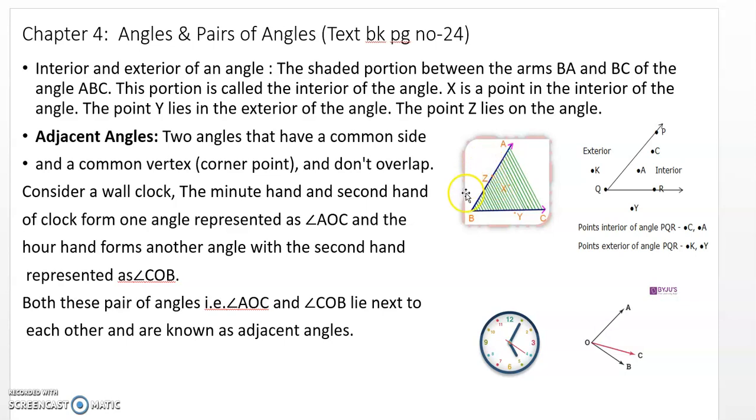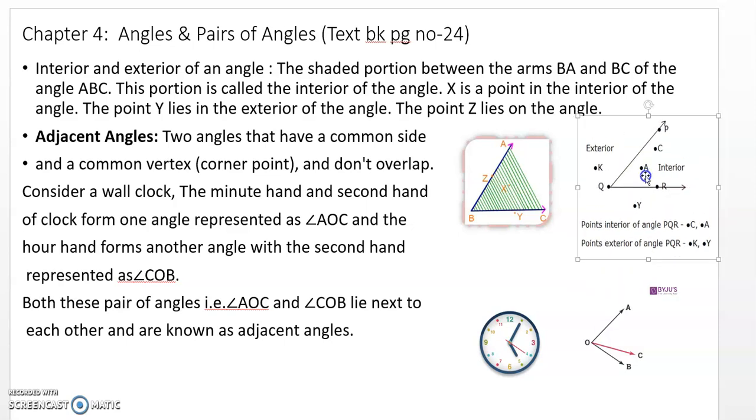And the other, which lies outside the arms, is the exterior. Here it is written. So interior means this. If it is asked which points lie in the interior, point A and point C lie in the interior. Which lie in the exterior? Point K and point Y. Which points lie on the angle? P, Q and R, which are on the line, that is, on the angle. Like this, here also is one example. X is a point in the interior, Z lies on the angle, whereas Y is in the exterior. So this is the meaning of interior and exterior.